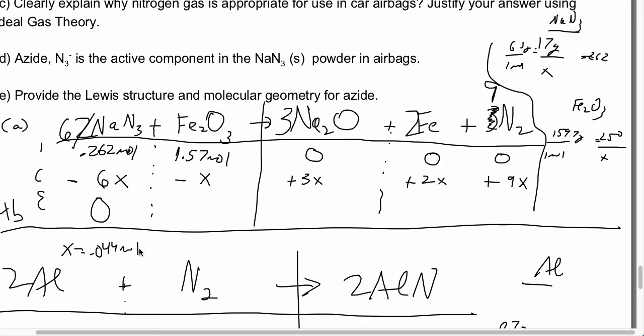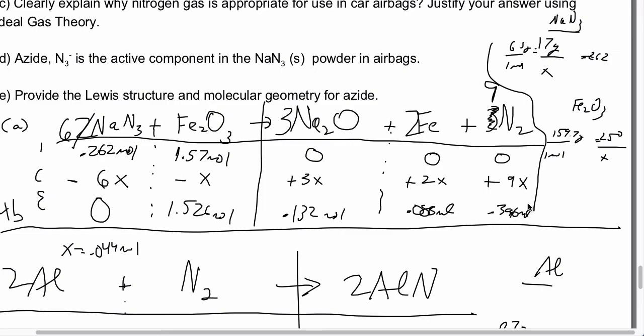So if we take 1.57 minus 0.044, we get 1.526. So we use very little of this. That makes sense. 1.526 moles. And if we take 3 times 0.044, we get 0.132 moles. If we take 2 times 0.044, we end up with 0.088 moles. And if we take 9 times 0.044, we get 0.396 moles.